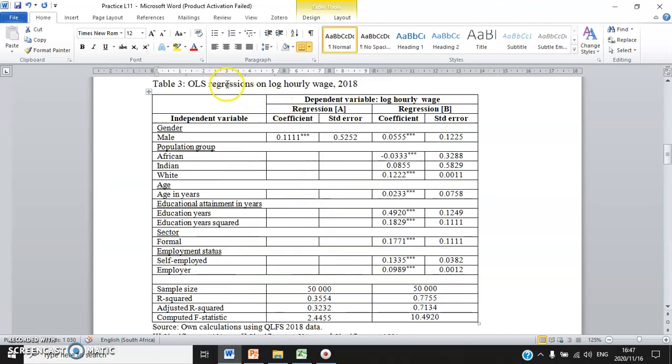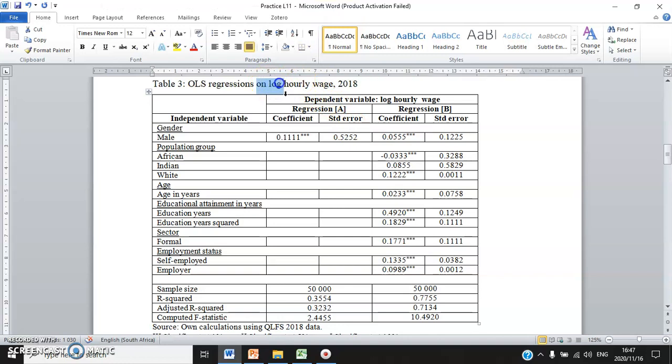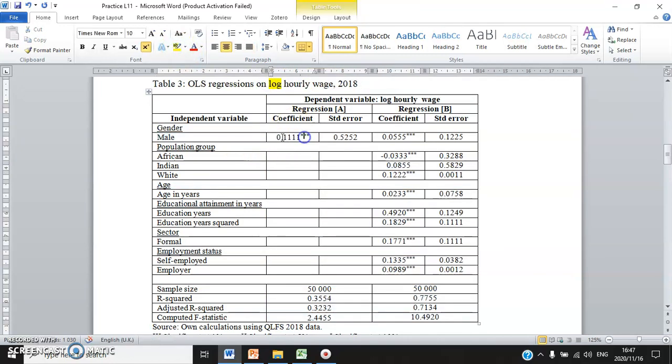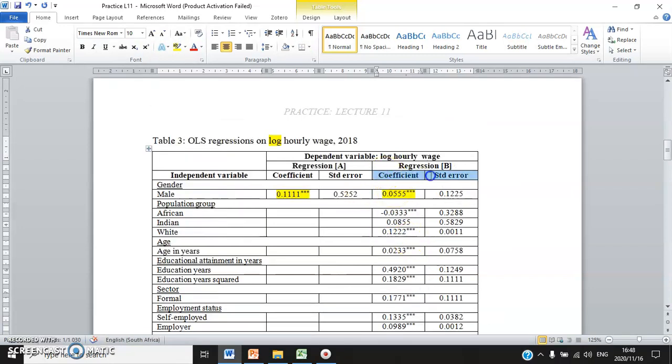The third one is a regression. I think this is a log-lin model. You take log on the y variable. So when you initially only include the gender dummy, you can see the coefficient is 0.1111. But once you control for other characteristics like race, age, whatever, employment sector, and so forth, then you see the male coefficient becomes smaller. Okay, and some of the explanatory variables are statistically significant.